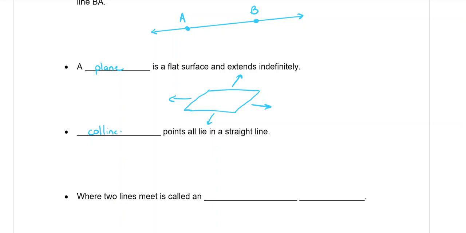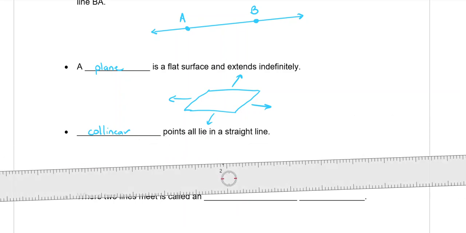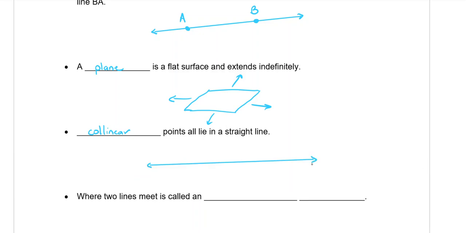Collinear points all lie in a straight line. So collinear is the special name that we give this. But again, we're going to have a straight line, which means arrows on the end. And this time we're going to have more than 2 points. So I'm going to draw 3 points. They can be different spacing, that's not important. But I'm going to have points A, B, and C all sitting on that line. So 3 or more points on a line, we call them collinear points.